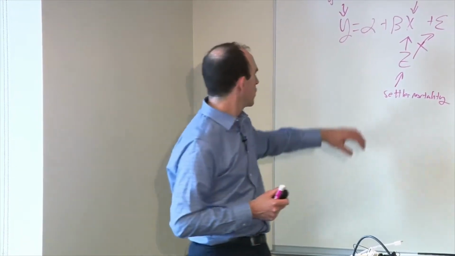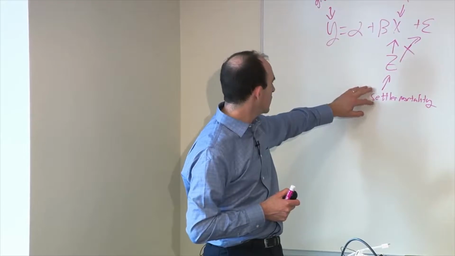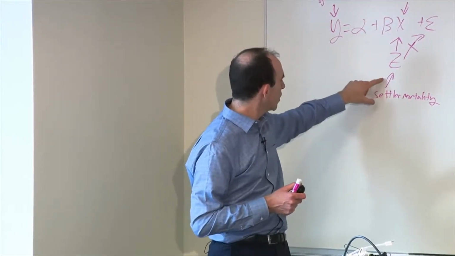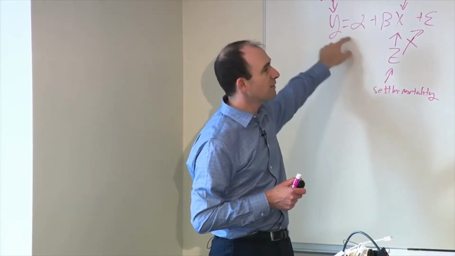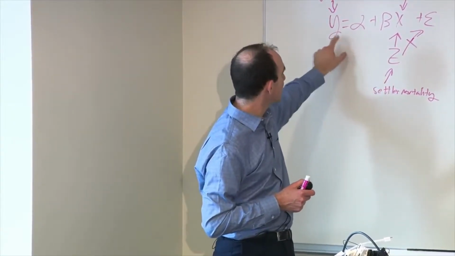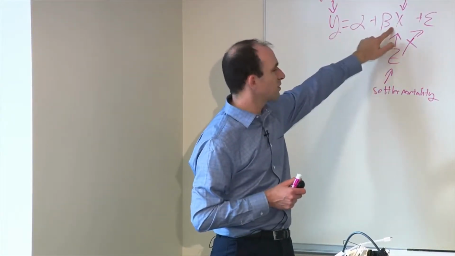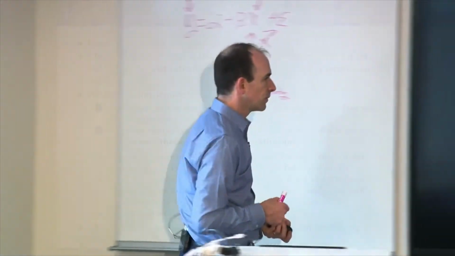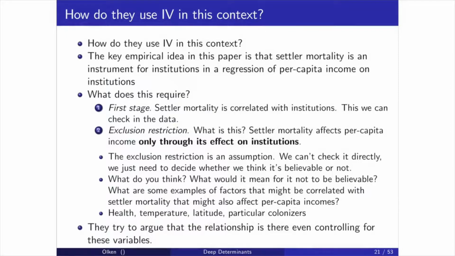is, are there other channels, like I gave the example of disease or whatever, through which settler mortality might affect today's income other than through its effect on institutions? Okay, that's the key assumption of the paper. So that's one example. One thing to think about is, so the example I gave is disease burden.